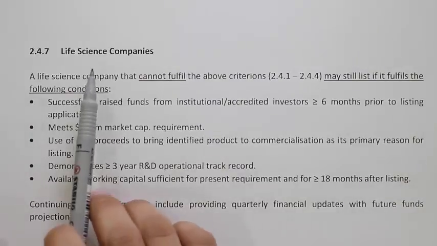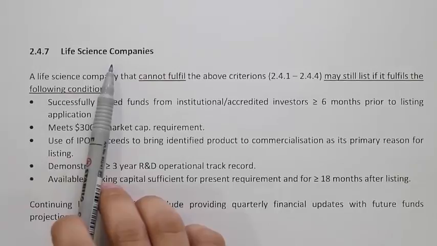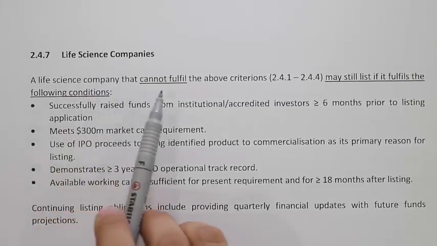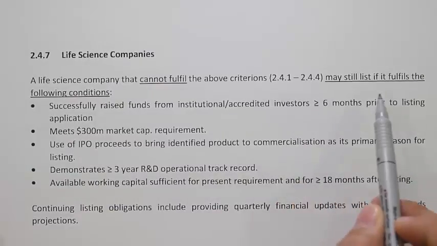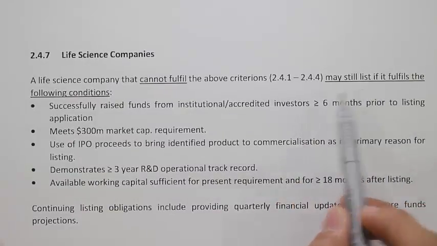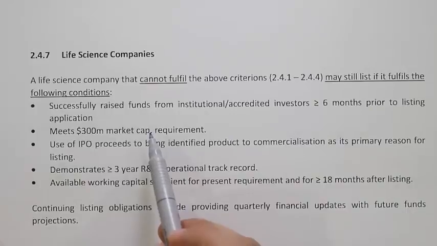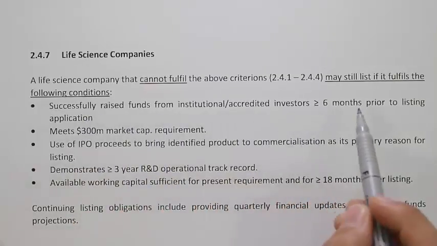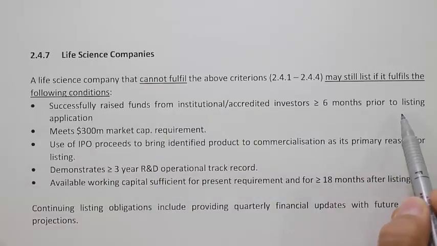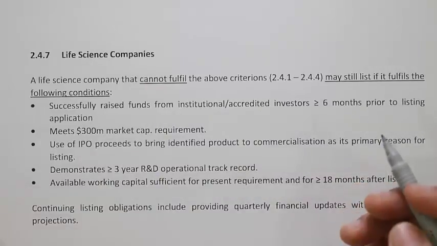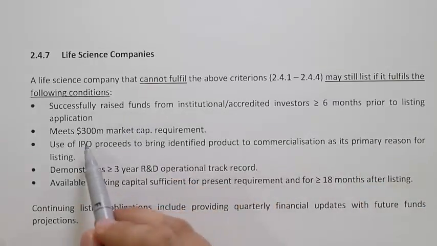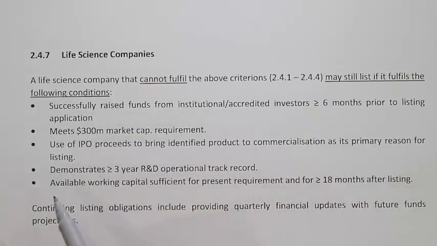Well, we have to talk about life science companies here because a life science company is more unique. A life science company that cannot fulfill the criterion may still be able to list if it fulfills the following conditions. It must have successfully raised funds from institutional and credit investors more than 6 months prior to the listing application. It must show that their research is so valuable that they already raised funds before. And they also meet the 300 million market cap requirement.